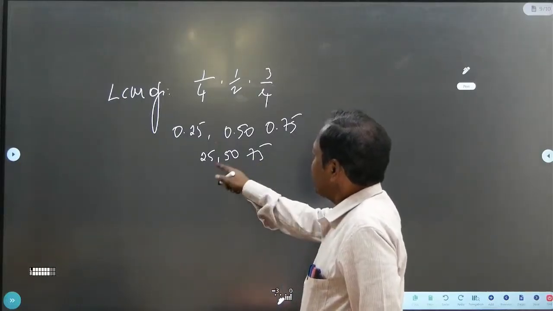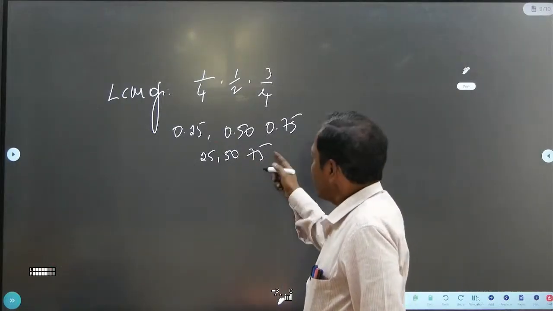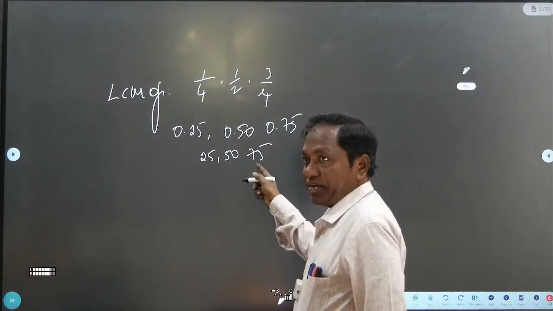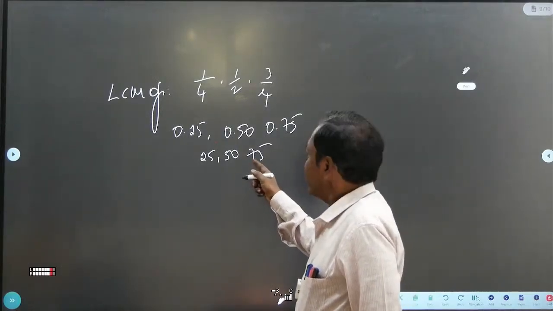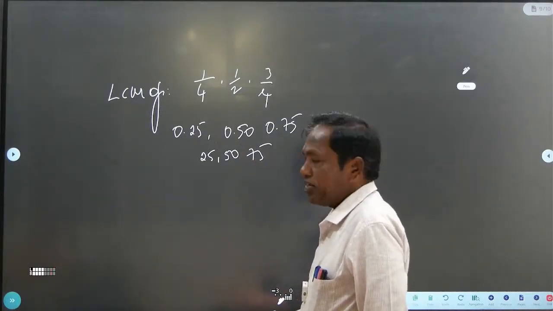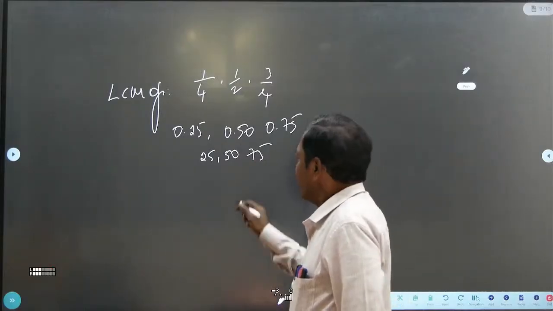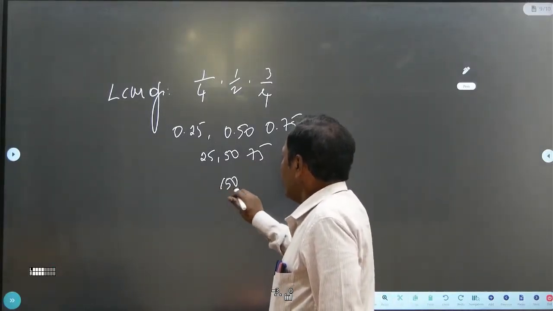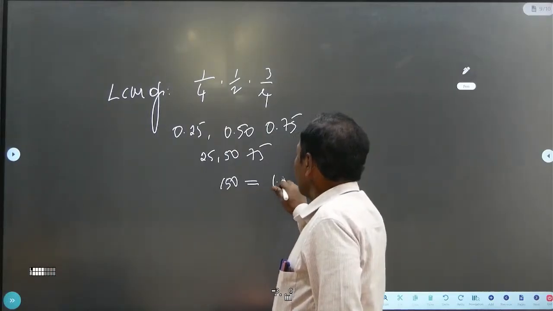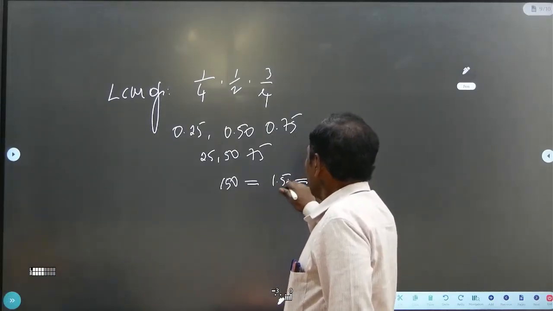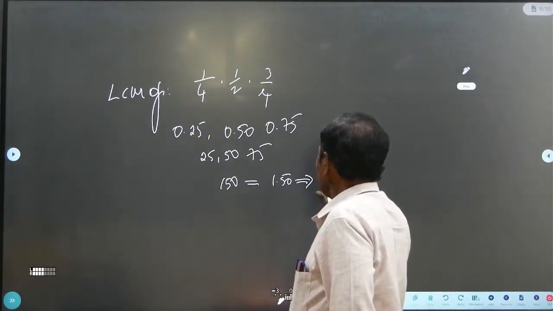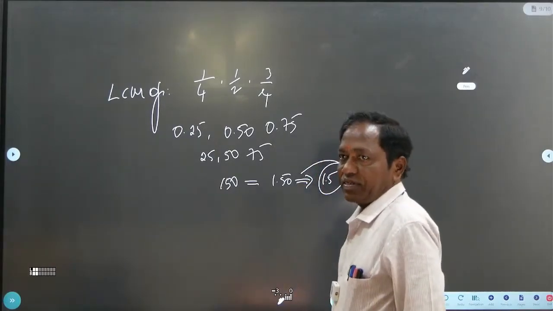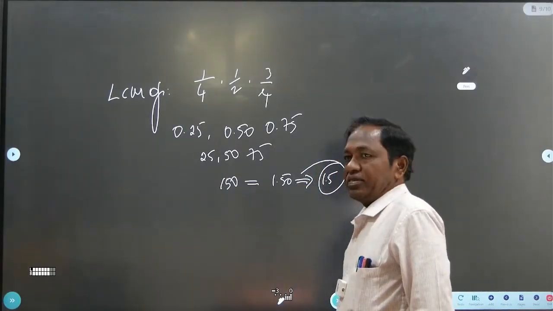75 is a multiple of 25, but not of 50. 100 can be taken. Multiples of 75, sorry, multiples of 75: 150. So 150. Next step is what? 1.50, and the next step is 1.5. This is the thing.